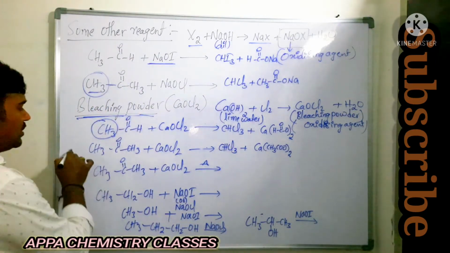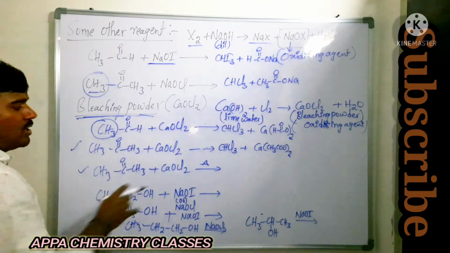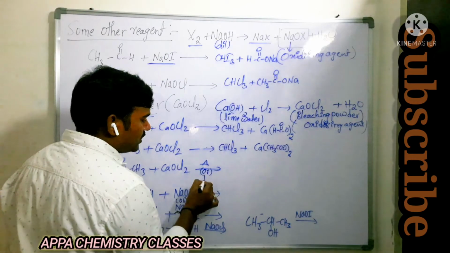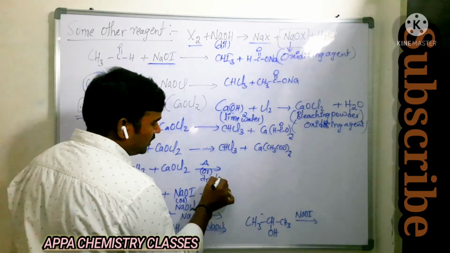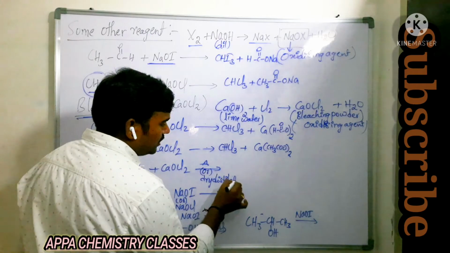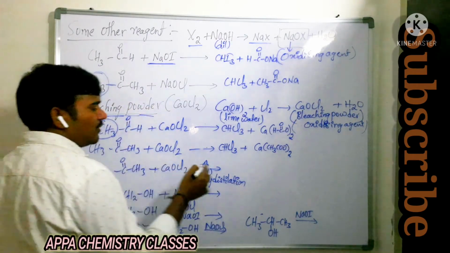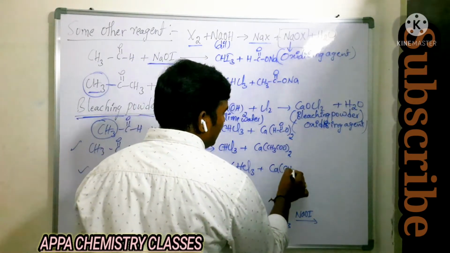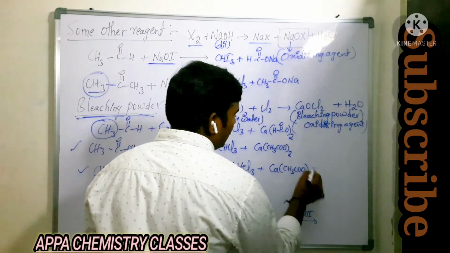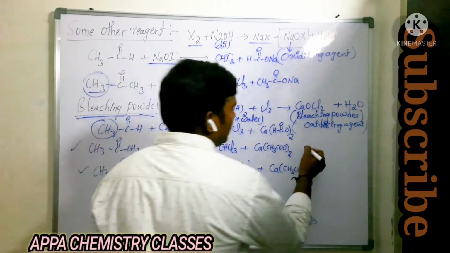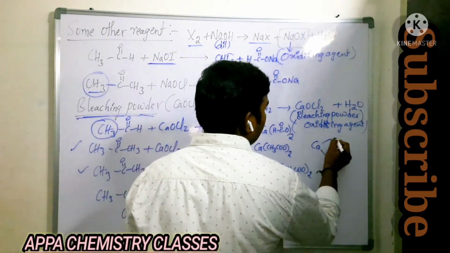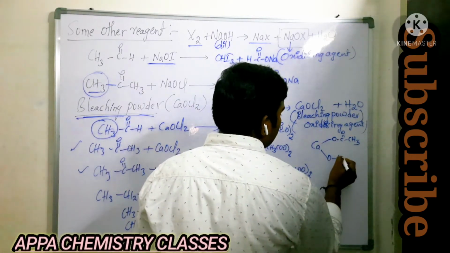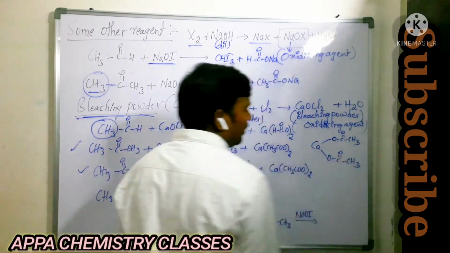Now observe these two reactions. What is the difference you are observing upon heating? That is also called dry distillation. Whenever we do dry distillation, this is a somewhat important reaction. First we get chloroform, CHCl3, along with calcium acetate, (CH3COO)2Ca. This is calcium acetate: CH3, C double bond O, O, and so on. Now in this case what happens?